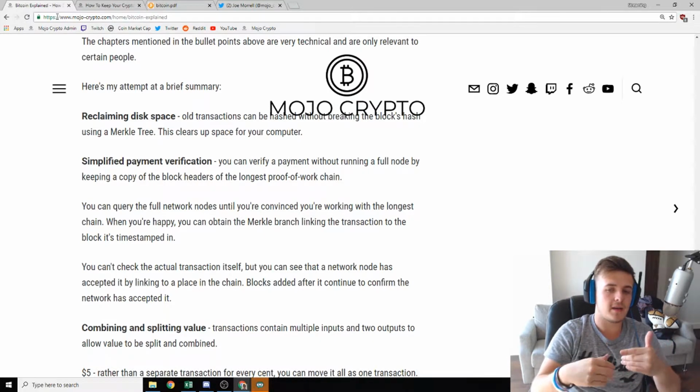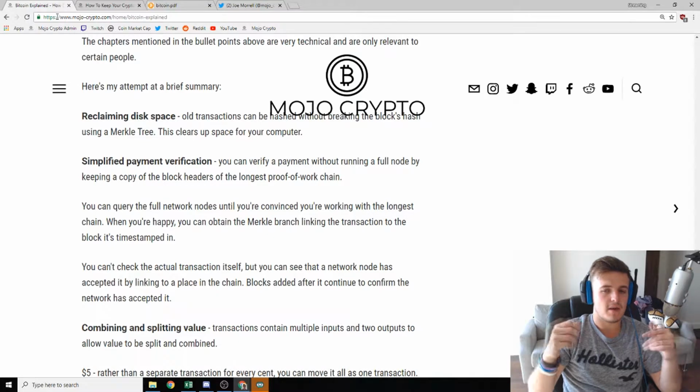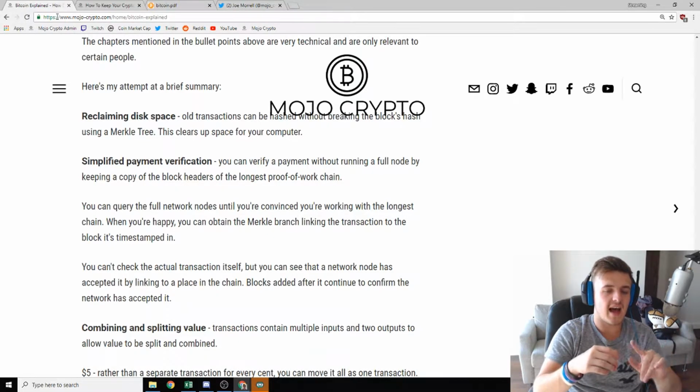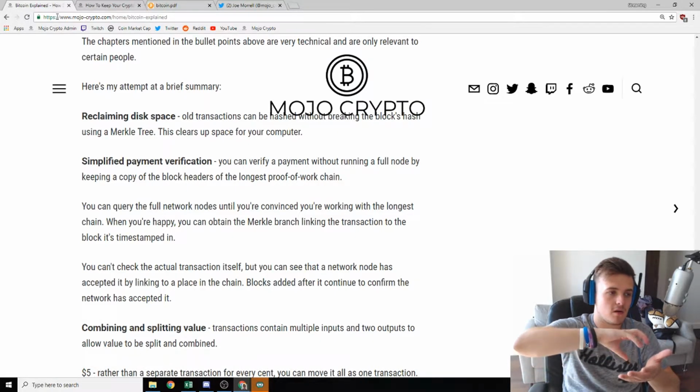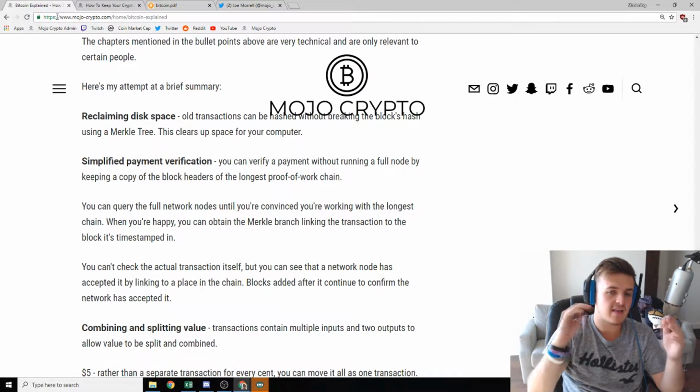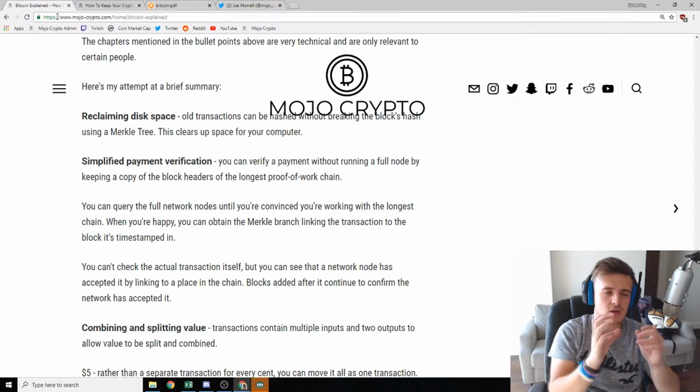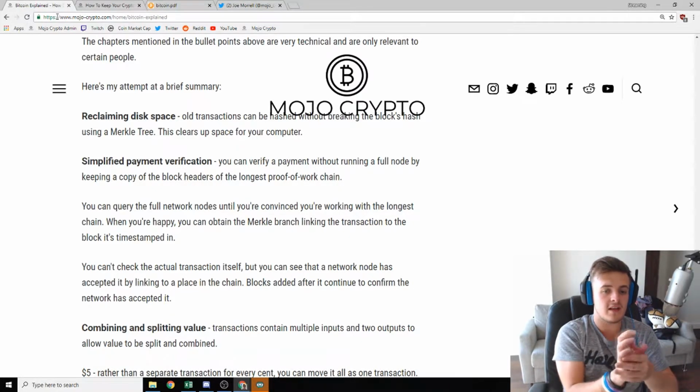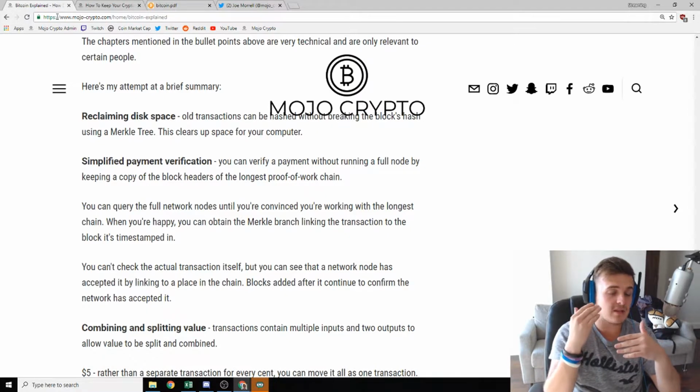And when you're happy, you can obtain the Merkle branch by linking the transaction to the block it's timestamped in. So whatever the timestamp was of your transaction, you can find that. You can find the block where that timestamp is, and then you can basically see if it's in there. But you can't see the transaction itself. Don't confuse it. You can't actually check the transaction, but you can see that a network node has accepted the timestamp. If the timestamp is the same, that means the network node has accepted it by linking it to a place in the chain.